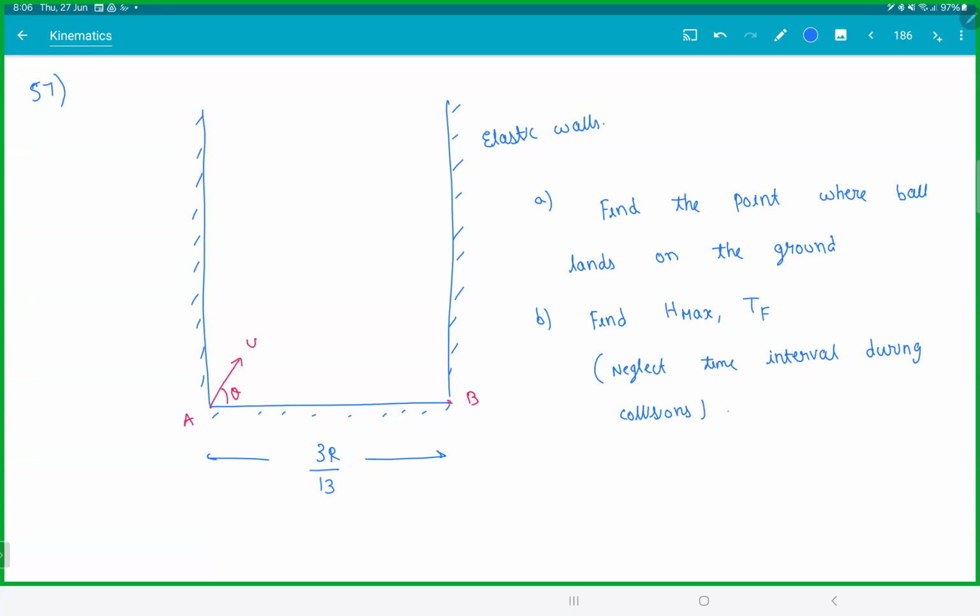Try. Now this and the previous one are related. What did I say just now? When you hit the wall, it becomes like a mirror. Now isn't this like two mirrors?